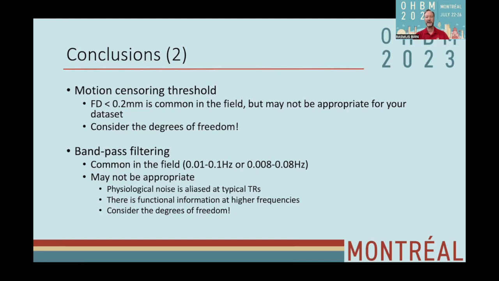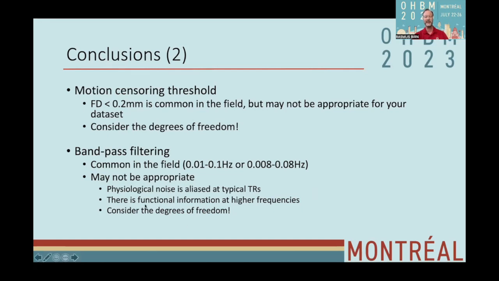Now, bandpass filtering, for example, keeping only those frequencies below 0.1 hertz, is very common in the field of resting state fMRI. However, it may not always be appropriate. The original motivation for doing the bandpass filtering was to make sure to exclude cardiac and respiration fluctuations and only focus on the lower frequencies that were driving the functional connectivity. However, at the typical TRs that we are now using for functional MRI studies, like the 2 seconds in these OpenQC studies, the physiological noise is aliased to these lower frequencies and therefore not filtered out.